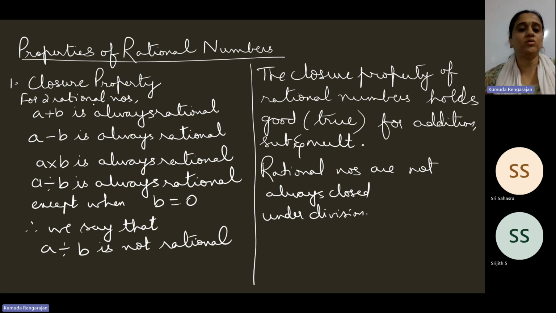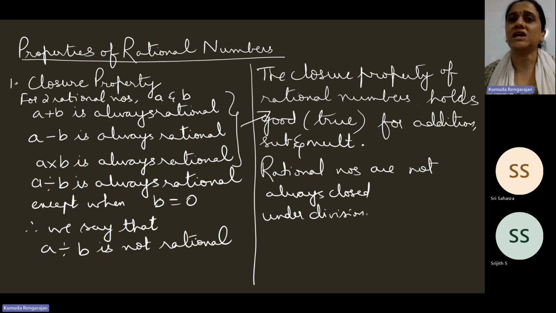So for two rational numbers A and B, A plus B is always rational, A minus B is always rational, A into B is always rational. This means that rational numbers are always closed under addition, subtraction, and multiplication. A divided by B is always rational except when B is 0, because division by 0 is not defined. Because there is that exception, we say that rational numbers are not closed under division.